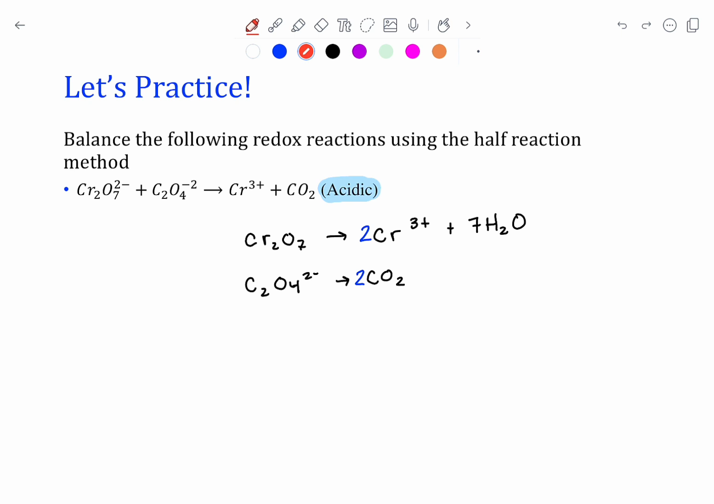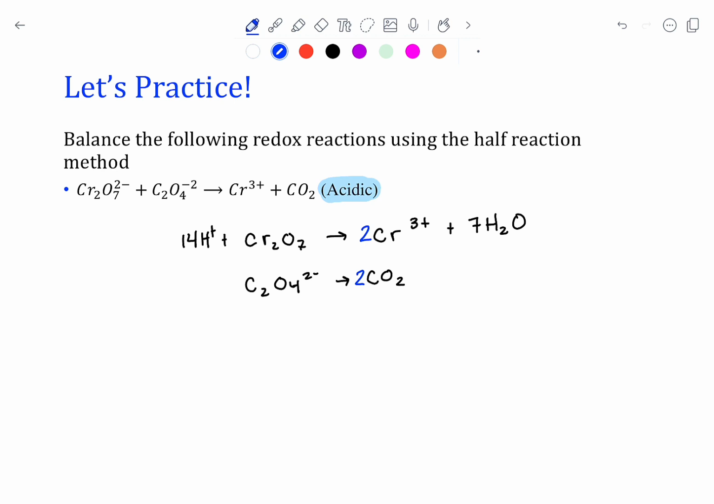Okay, our next step is to then balance with hydrogens. So we are going to add 14 hydrogens to my reactant side because my product side has 14 hydrogens that I added with water. In my second equation, there is no hydrogen, so I don't need to balance any hydrogens there. This would work if I wrote H+. There we go. H+. Perfect.